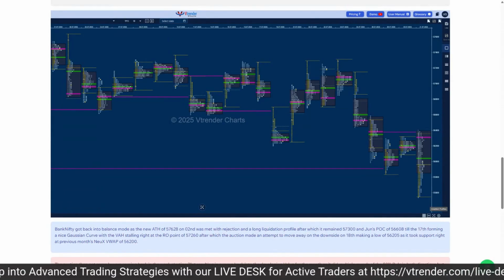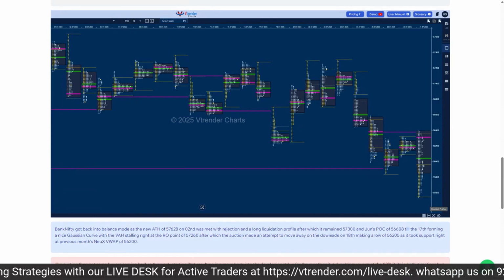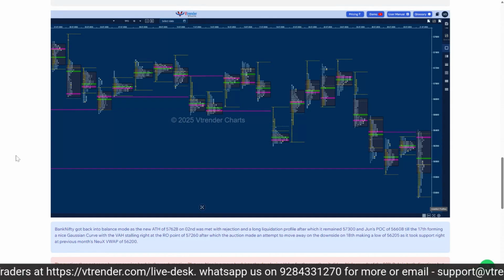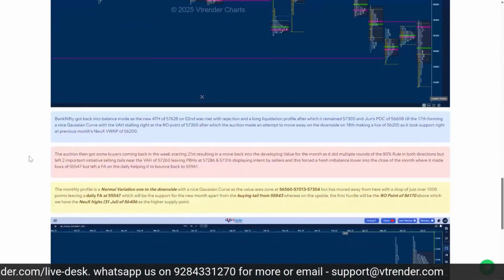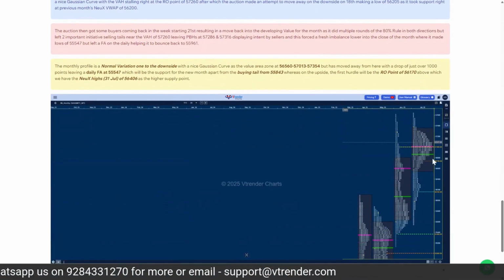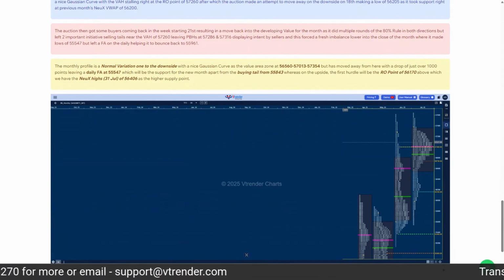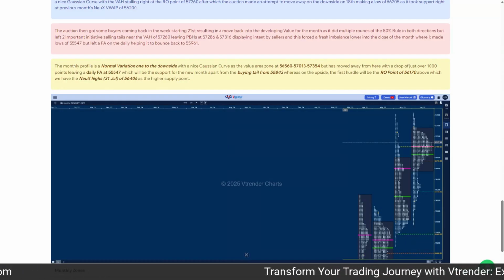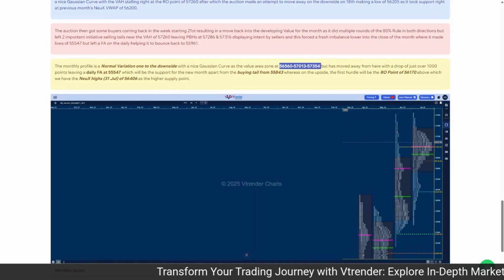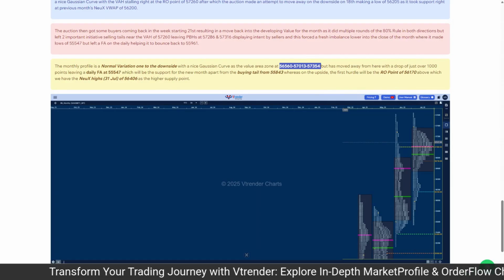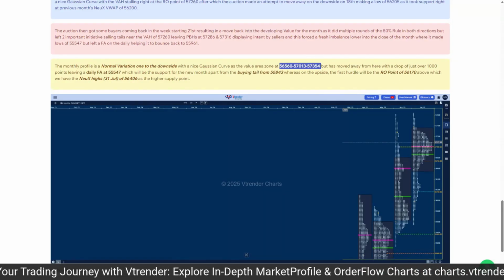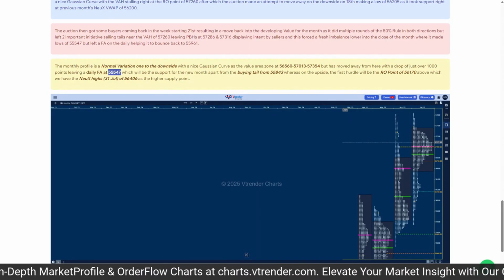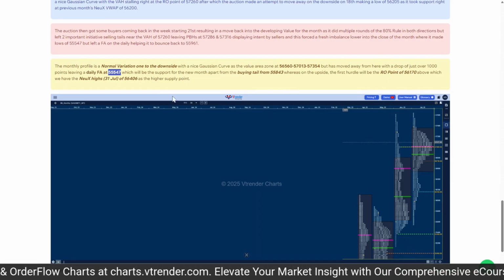You need to figure out, structure wise on all time frames, which of the buyer or the seller is active and what you need to shape your bias on. So the monthly profile you can see is a nice Gaussian curve, but into the close in the last few days, it has moved away to the downside. It has moved away from this nice monthly value and dropped by almost 1,000 points from this value area low of 56560. Remember, we made a low of 55547 and left a failed auction there, which stopped the downside.